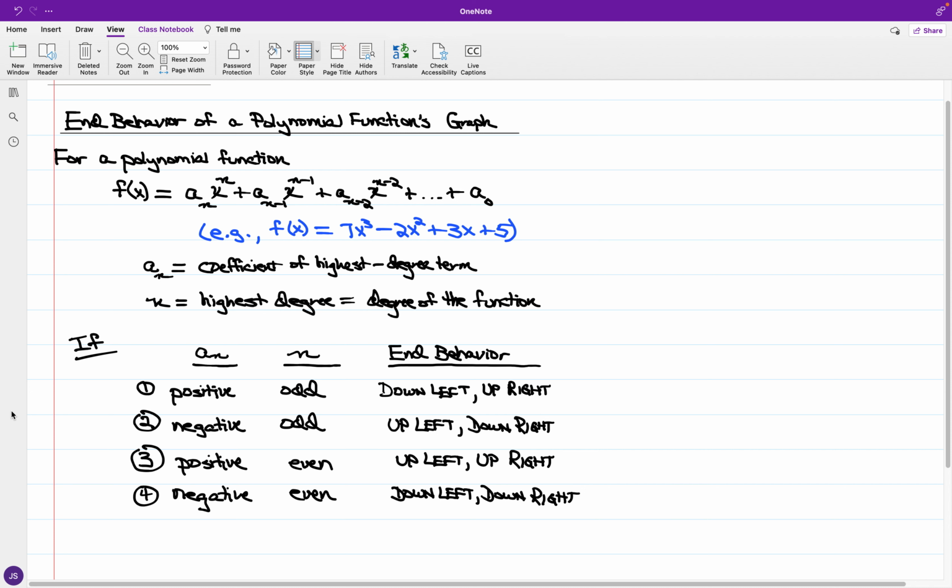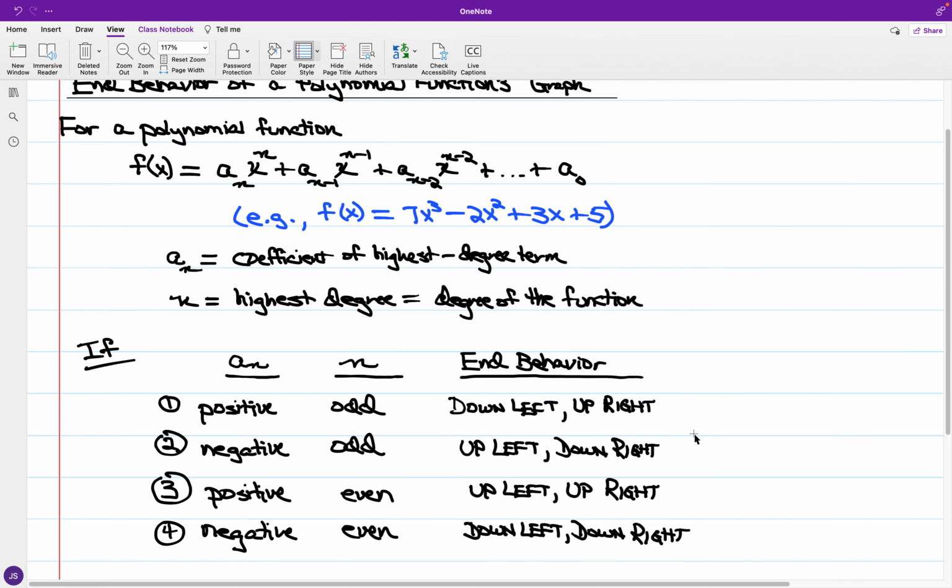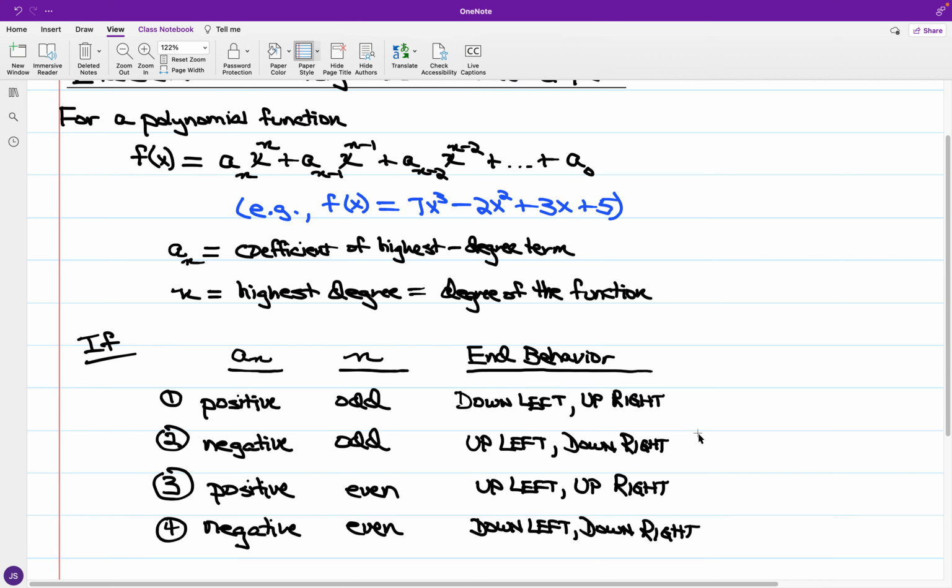And again, for a polynomial function, we have our four distinct cases. If the coefficient of the highest order term is positive while the degree of the polynomial is odd, the end behavior is down to the left, up to the right. And for odd degree polynomial functions, if the leading coefficient is negative, the end behavior is up to the left and down to the right.